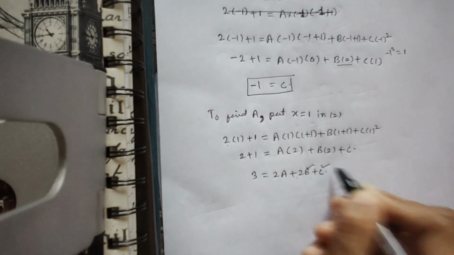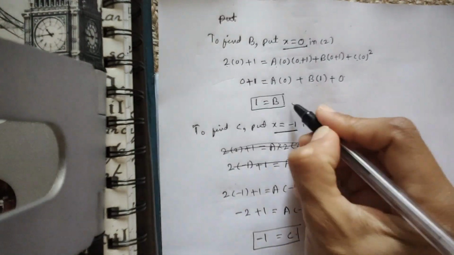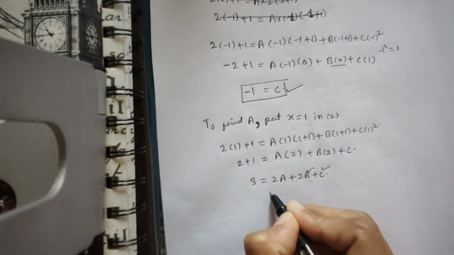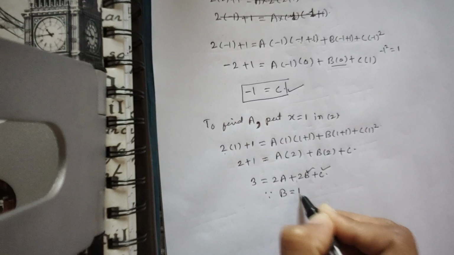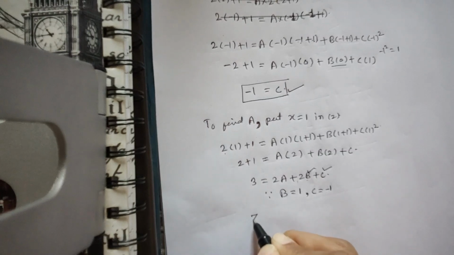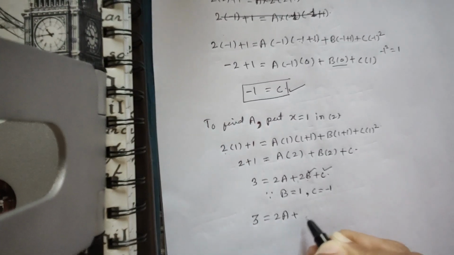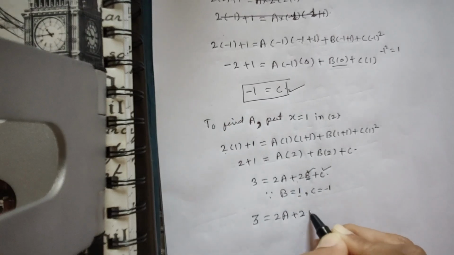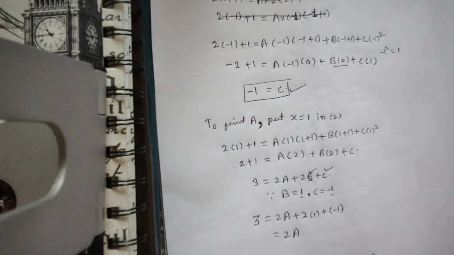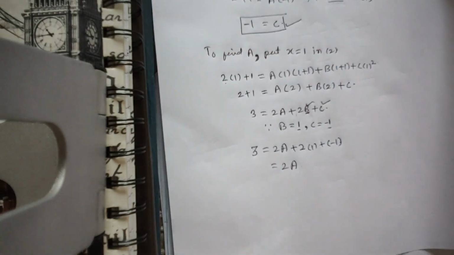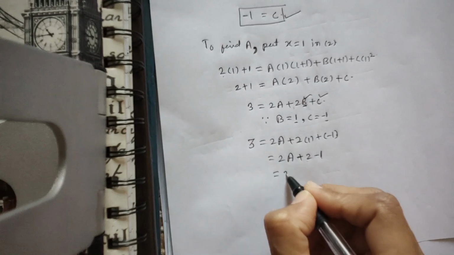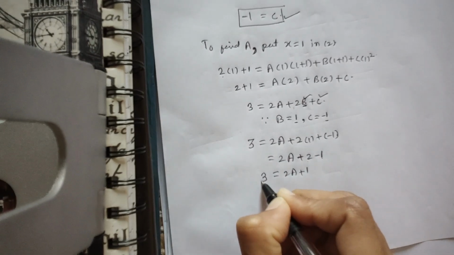Now, the values of b and c I already have. I calculated them here: b equal to 1 and c equal to minus 1. So, I am just using these values. I will get 3 equal to 2a plus 2 into b, which is 1, plus c, which is minus 1. So, 2a plus 2 minus 1. This gets cancelled. 2a plus 1 equal to 3.